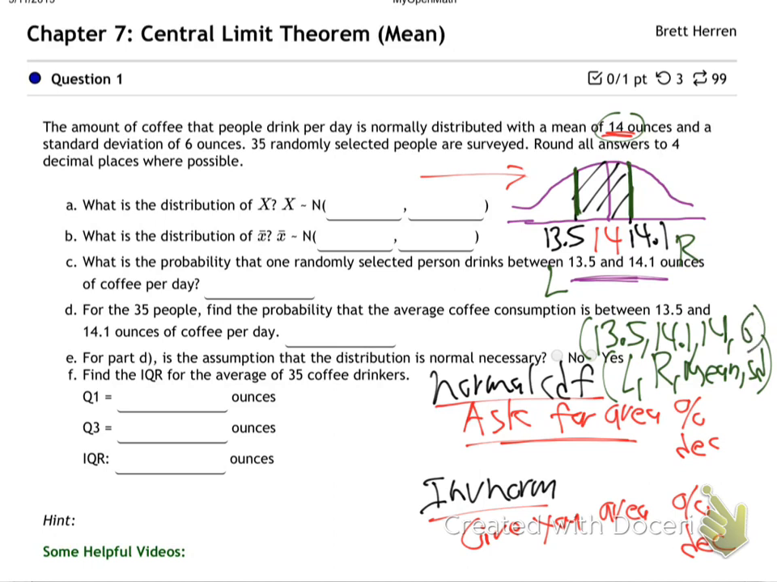Why? Because part C is one randomly selected person. You notice that? That's the whole game they're going to play in this chapter. They're going to give you first a question for one person, one die, and then next question they're going to say, now for 35 people, do the same exact thing. The calculation will be identical, except the standard deviation you'll have to divide by the square root of n. That'll be the only difference, because it's still normally distributed, it's just more narrow.